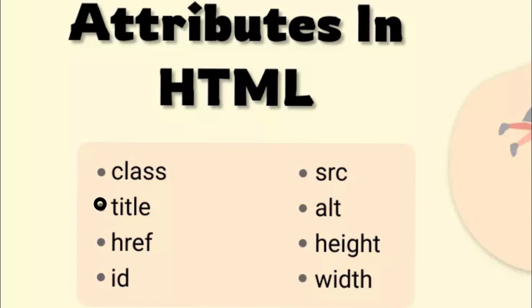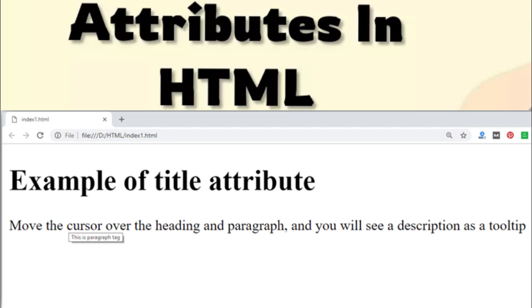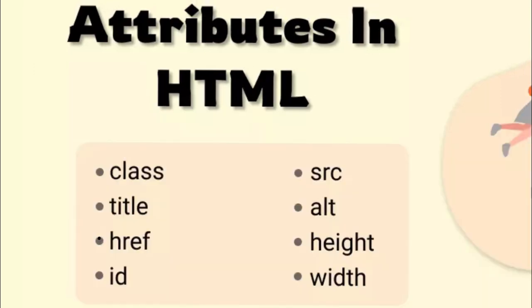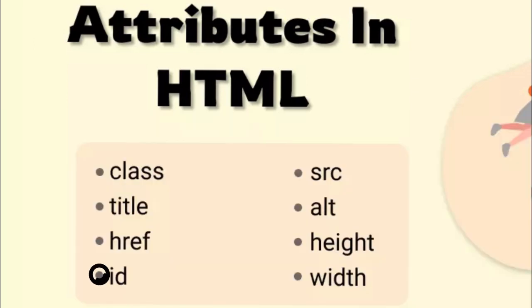Second we have title attribute. The information is most often shown as a tooltip text when the mouse moves over the element. The title attribute can be used on any HTML element. At third point we have href attribute, which specifies the URL of the page the link goes to. Then ID attribute is used to point to a specific style declaration in a style sheet.